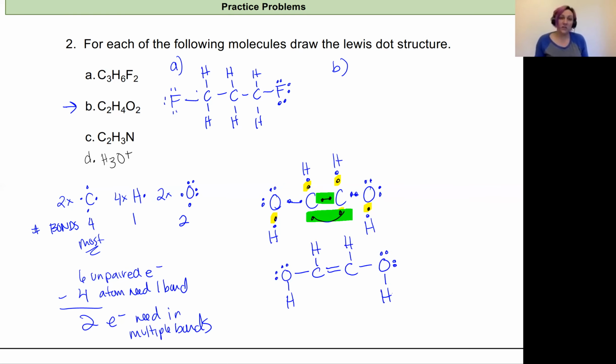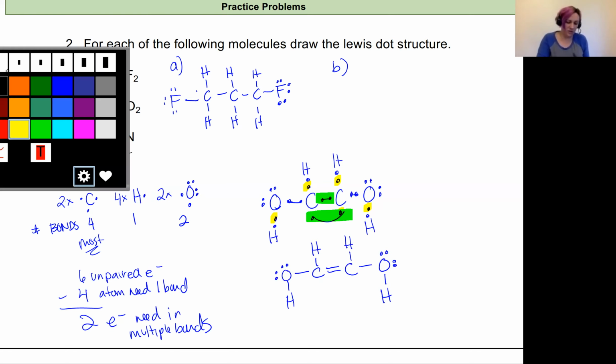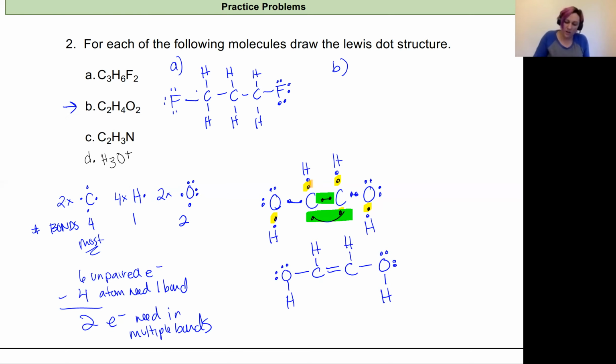So looking at this structure, all of my hydrogens have 2 electrons. Each carbon now has, I'll show you in the count in this one, 1, 2, 3, 4, 5, 6, 7, 8. Each of my oxygens has 1, 2, 3, 4, 5, 6, 7, 8. So I've satisfied my octet rule. So this is a reasonable structure. All right, now I'm going to clear this up and get ready for C.